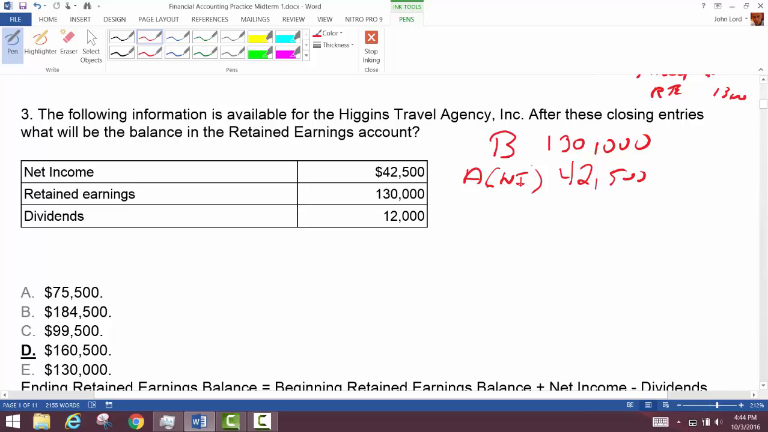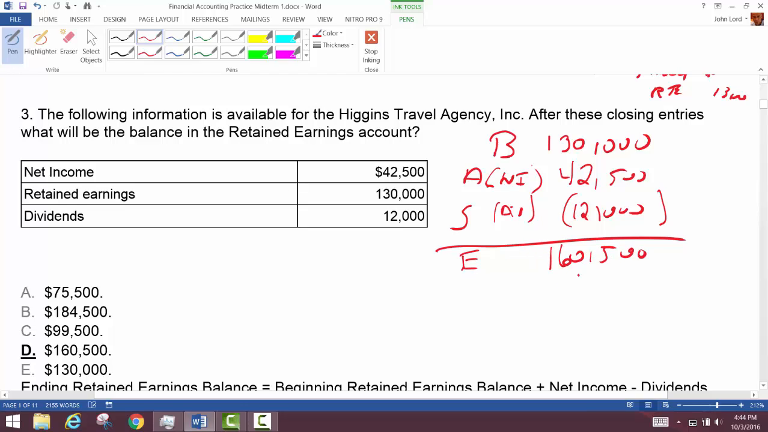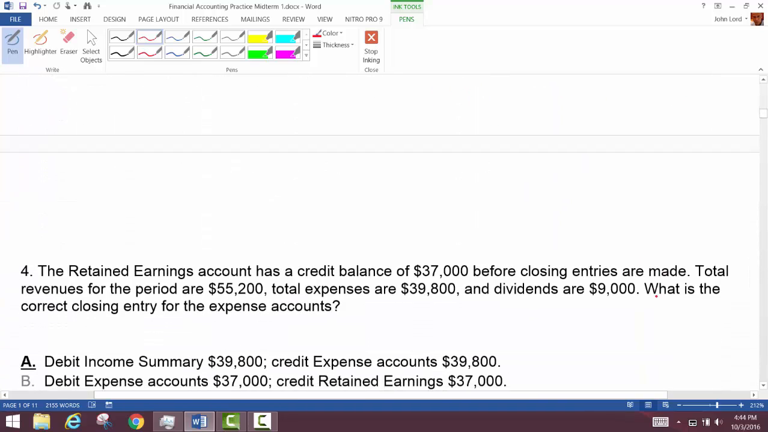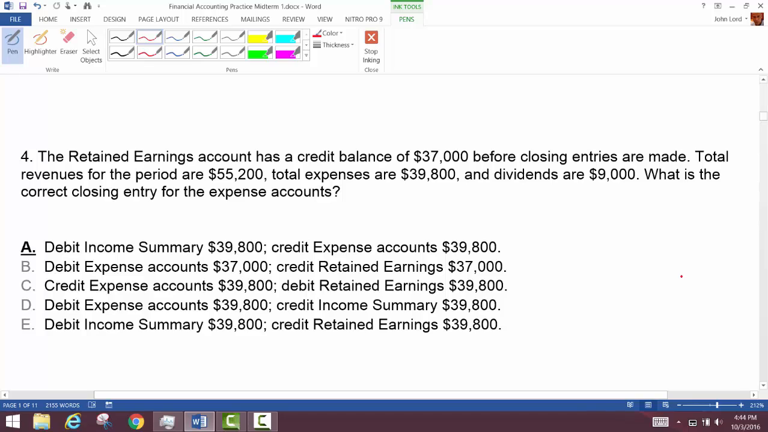Okay. Then what do I do with these dividends? That's the subtract, the dividend of 12,000. And do I come to this 160,500? Yeah. Okay, good.